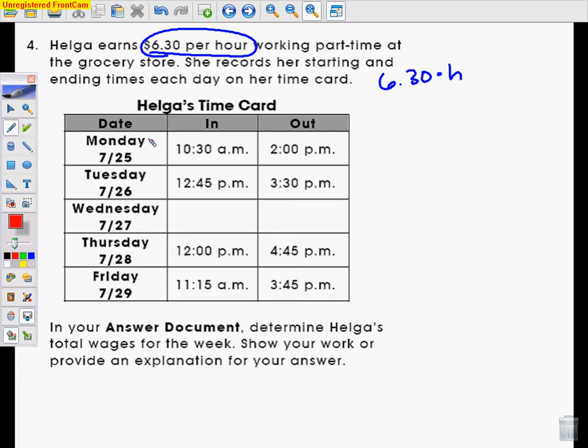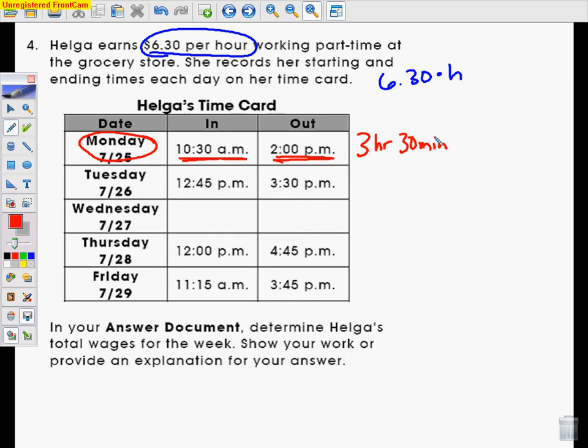So on Monday she worked from 10:30 a.m. to 2 p.m. To be honest with you, when I do problems like this that have to deal with time, I use my fingers and just count. So from 10:30 to 11:30, that's 1. From 11:30 to 12:30, 2, 3 to 1:30. And then from 1:30 to 2, that's not a full hour. So we have 3 full hours, and then from 1:30 to 2, that's another 30 minutes.